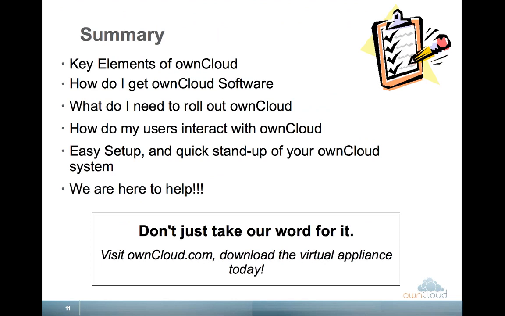Okay, so to back up for a sec, guys, just to summarize what we covered today. We covered the key elements of ownCloud. What are the key pieces? That's the three-tiered architecture: the application server, the database, and the storage.